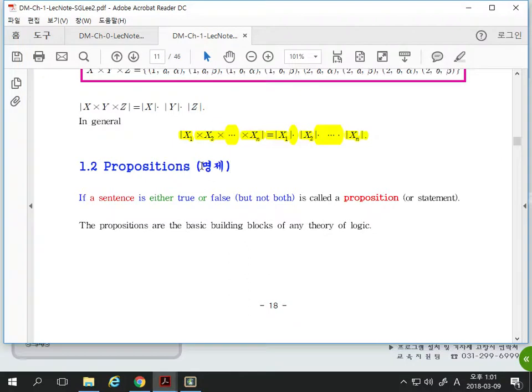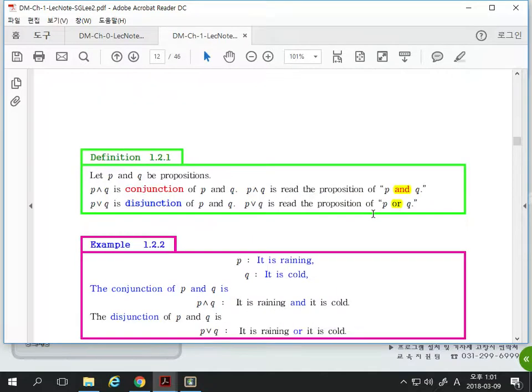1.2 Proposition, 명제. A sentence is either true or false, not both. It's called a proposition. If you have a sentence which is either true or false, then we call it a proposition. And this notation means conjunction of P and Q, and this notation is called P and Q. Conjunction of P and Q.